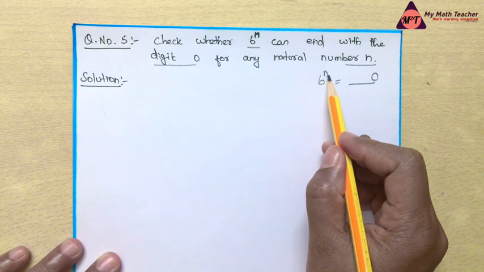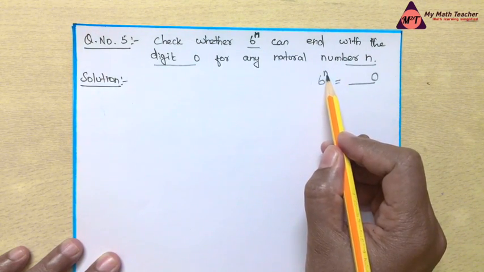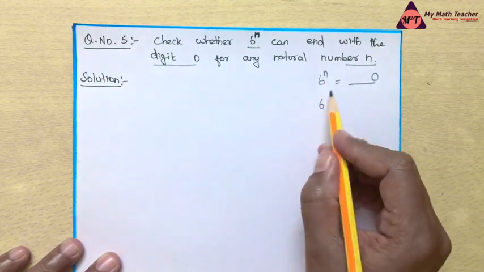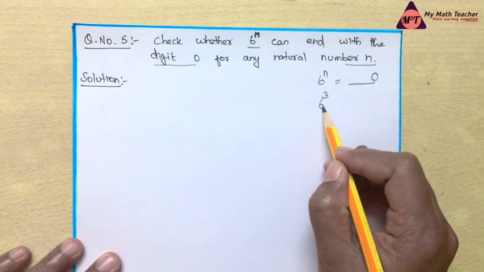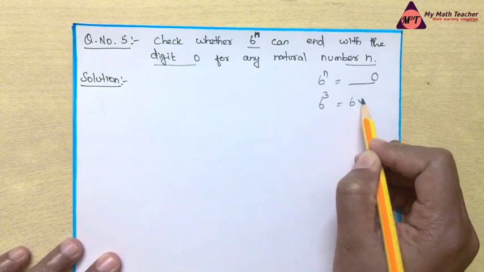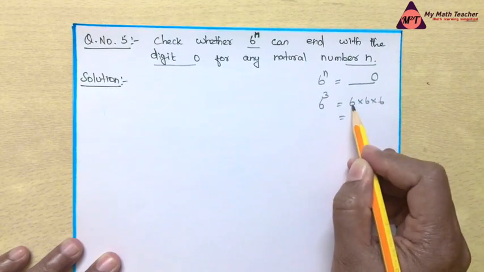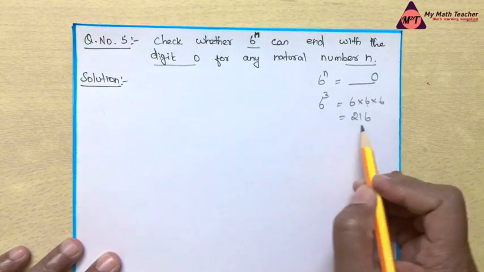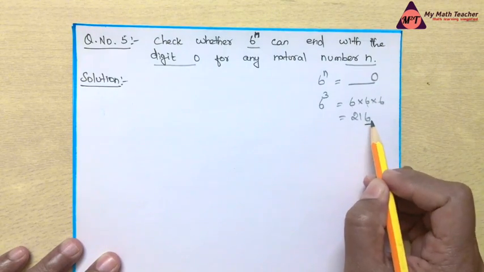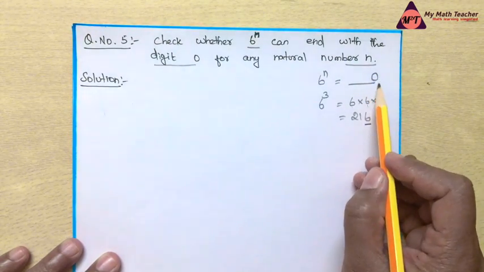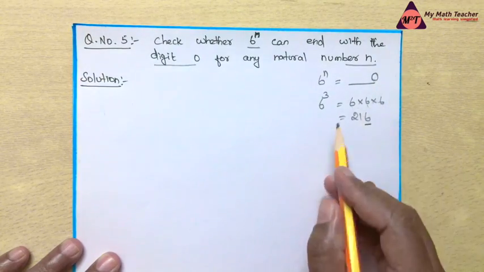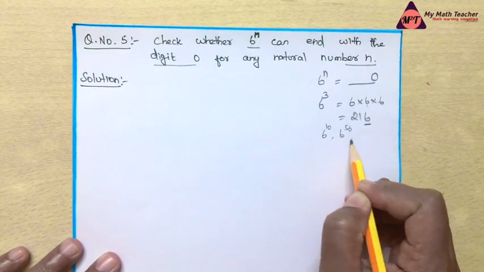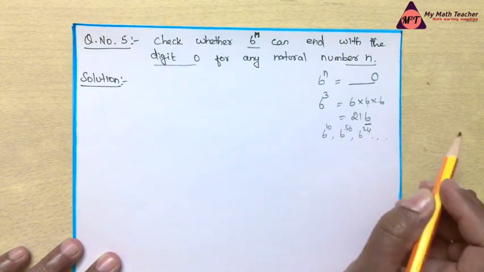As we know, natural numbers are nothing but counting numbers which start from 1. So let us take one simple example. In the place of n, let us take this natural number 3. This is 6 cube. 6 cube is 6 into 6 into 6, which is 6 6 are 36 into 6, 216. Here we can see 6 cube, the end digit is 6, whereas we have to find in any case will it become 0 or not. For example, it need not be 3, 6 power 10 or 6 power 50 or 6 power 24. It can be any natural number.